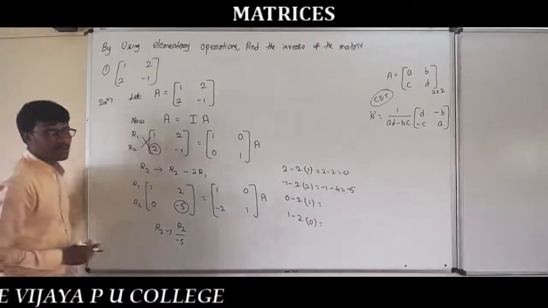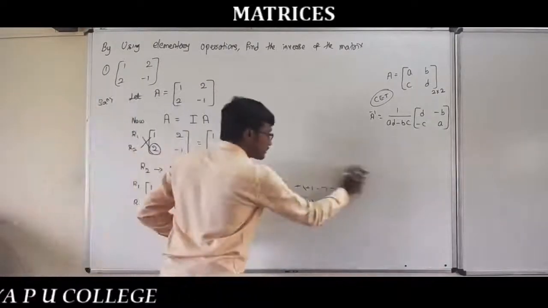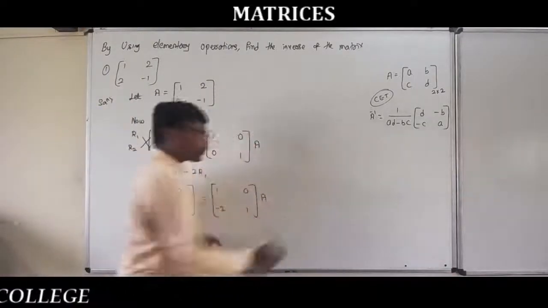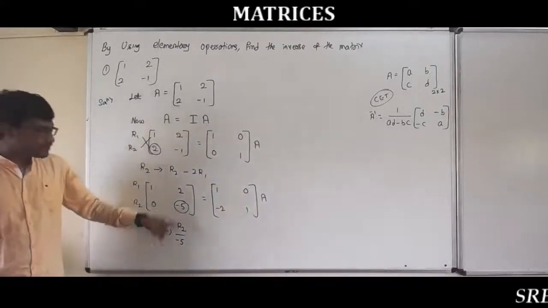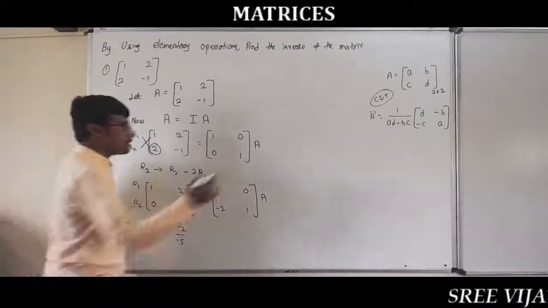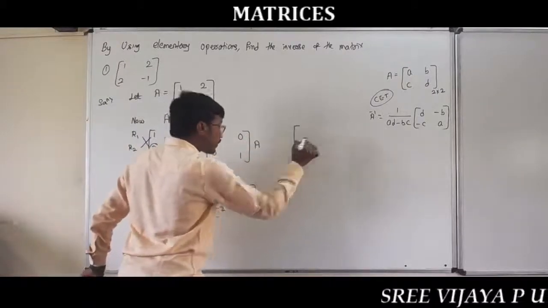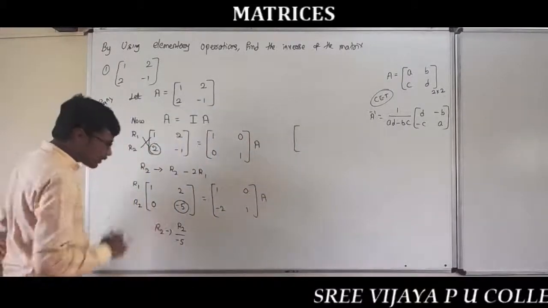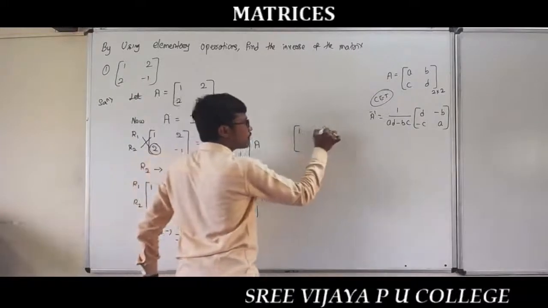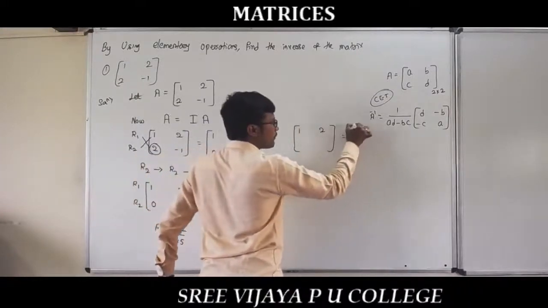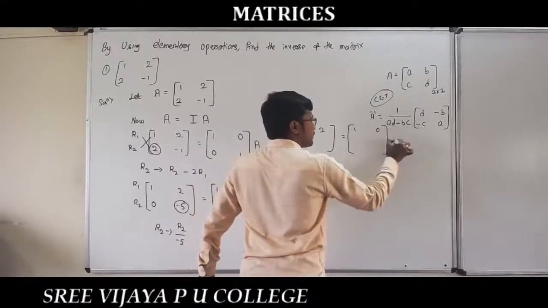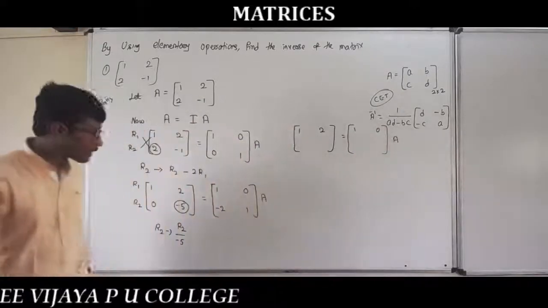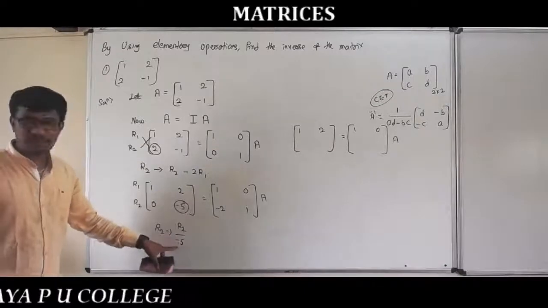What about R1? R1 will be as it is. Why? We are dividing only by minus 5 to make it a 1. That's why we divide with minus 5. So R1 as it is, R2 only will change. 1, 2 on the left, 1, 0 on the right into A. Okay, what about R2? We can divide by minus 5 right there.